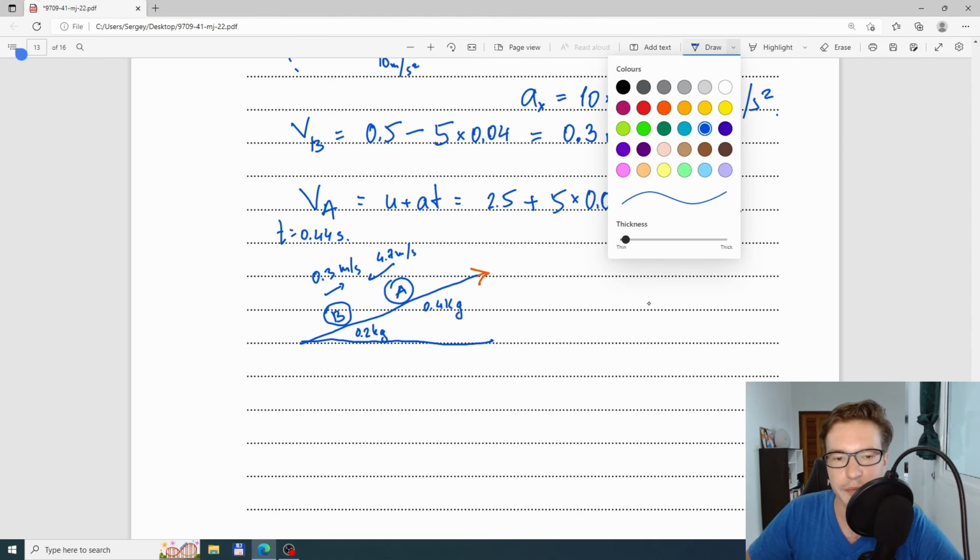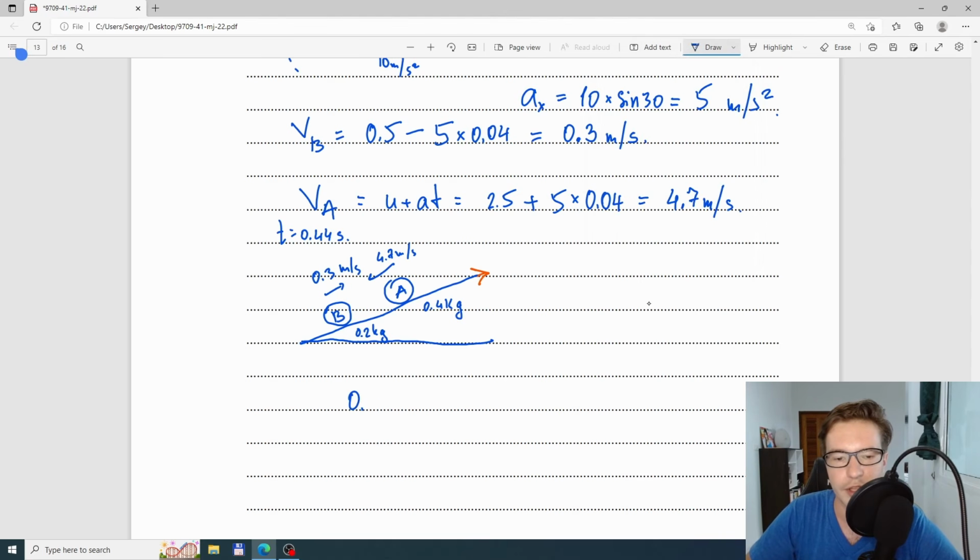Okay, before the collision, 0.2 times 0.3. That's for the particle B. Now, particle A is moving down the hill. And x-axis is pointing upwards, so I will have to take this momentum with a negative sign. So minus 4.7 times 0.4. So that's before the collision.